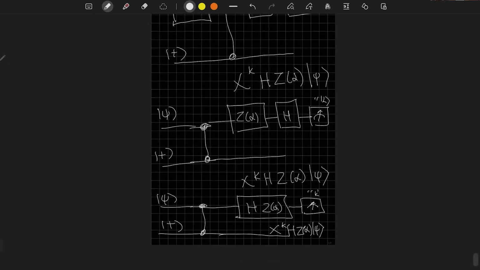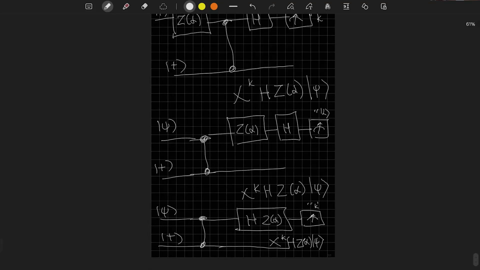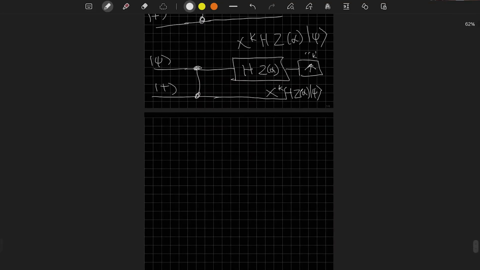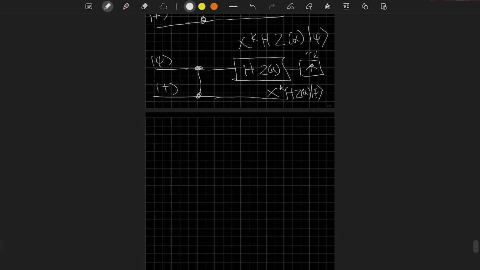Okay, so this is my final circuit that I wanted to emphasize. What this circuit really is, is two qubits coming in. The first qubit is in an arbitrary state, and we wish to apply a gate to it, even though it's a single qubit gate so far.